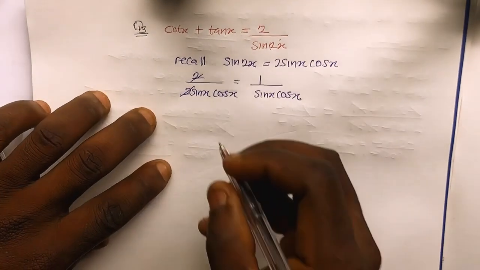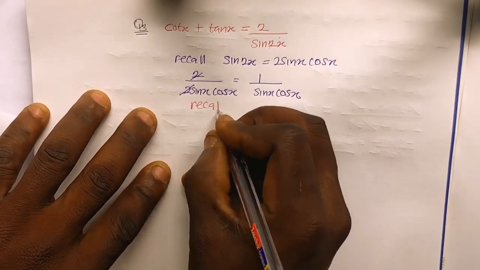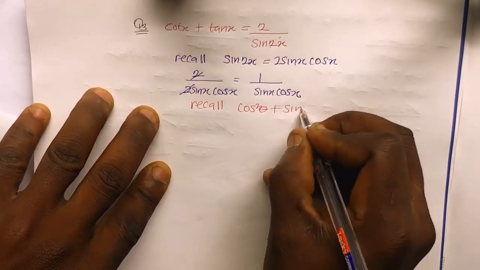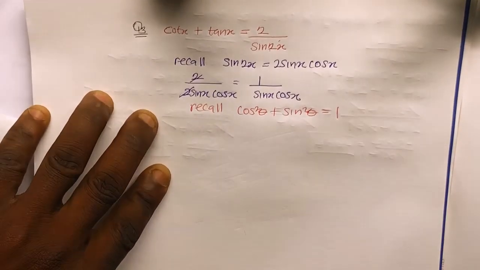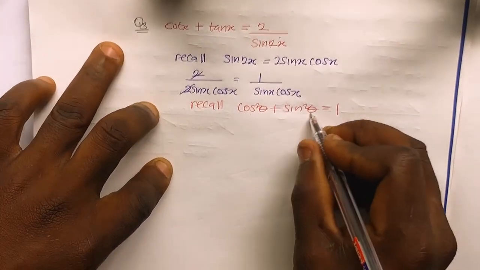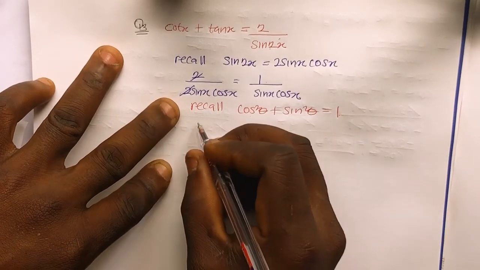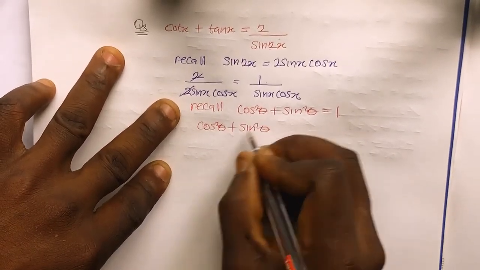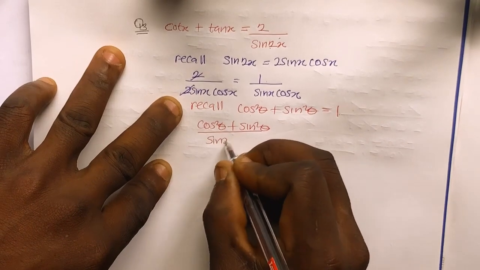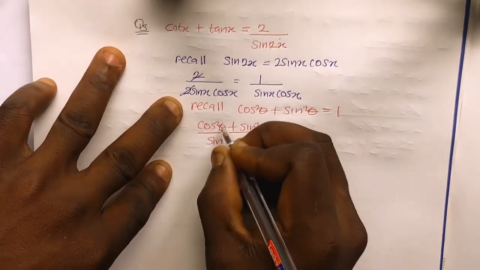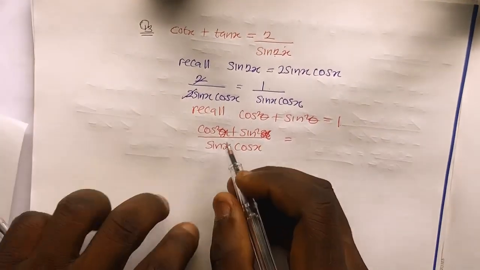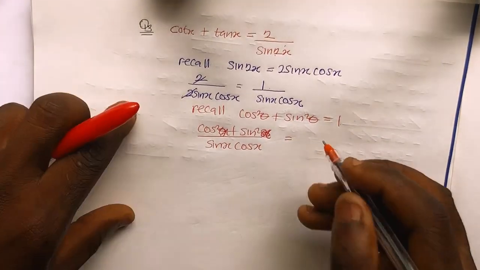We can just go ahead and recall that cos square theta plus sine square theta is 1, right? Then put it here. You are going to have cos square x plus sine square x divided by sine x cos x. Actually, this should be x. Sorry. Right? So this will be equal to, then I can separate into cos square x over sine x cos x plus sine square x over sine x cos x.